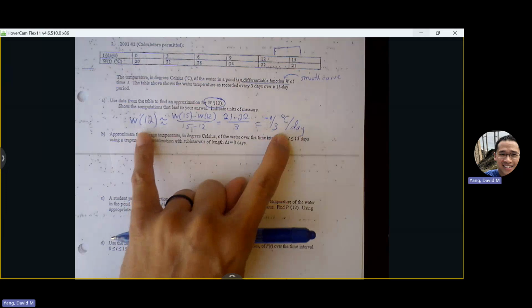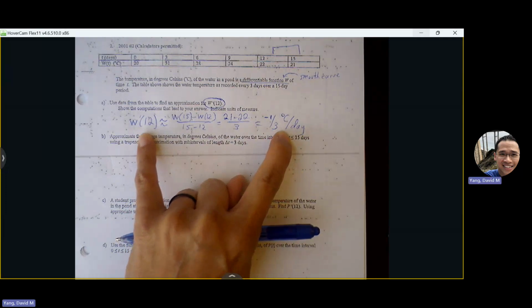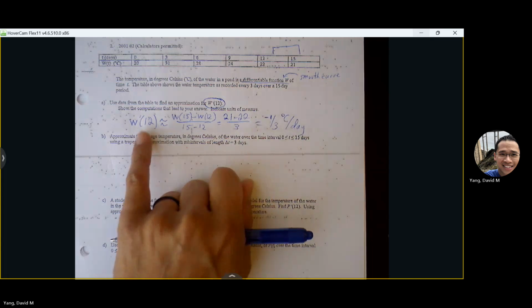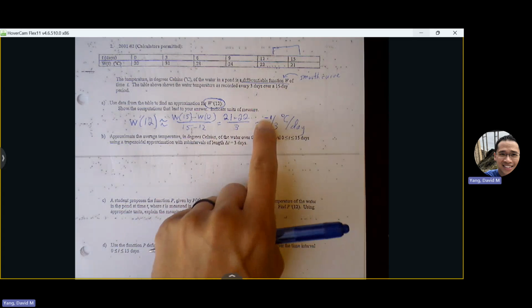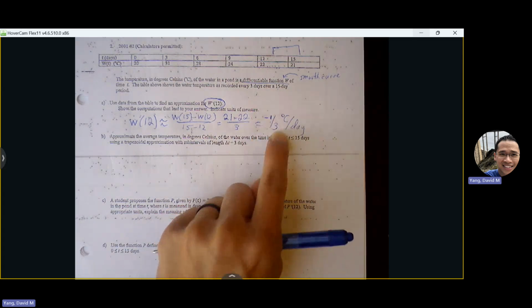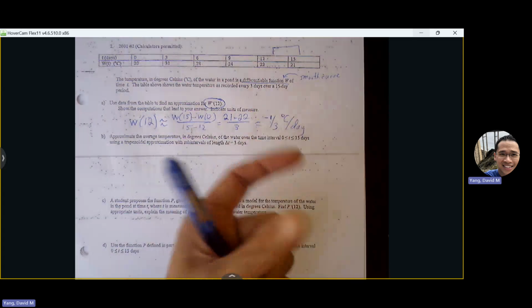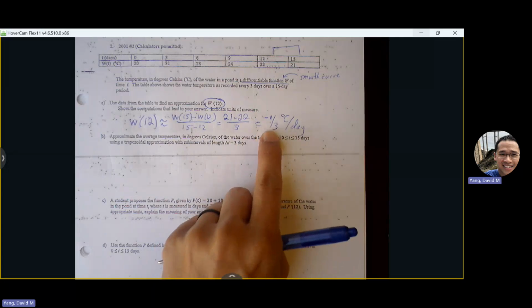How can we phrase this? What does this mean? Yeah, so on the 12th day, the temperature in the pond is decreasing, or approximately decreasing, at a rate of 1/3 degrees Celsius per day.